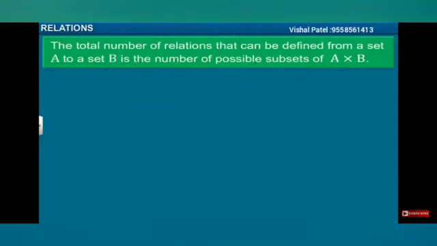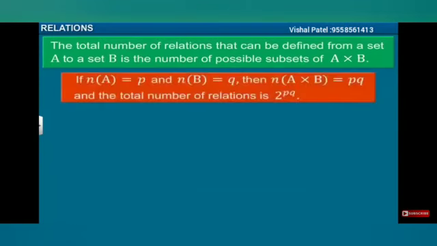Now the total number of relations that can be defined from a set A to set B is the set of possible subsets of A cross B. That is, how many relations you can get. So if number of A is equal to P and number of B is equal to Q, then number of A cross B is equal to PQ, and the total number of relations is 2 raised to PQ. Please note down this important formula, use it in your exam. Okay, thank you. We are now moving to exercise 2.2.